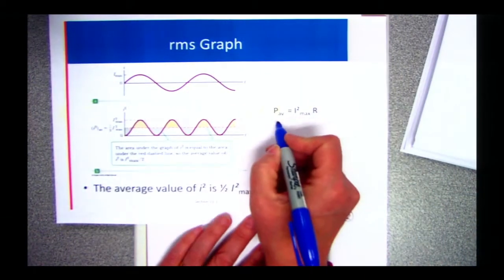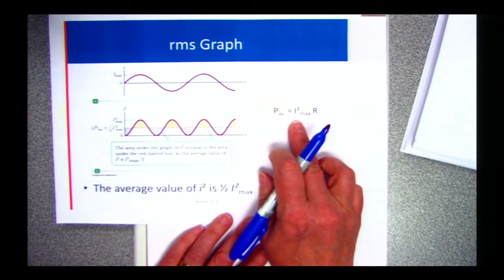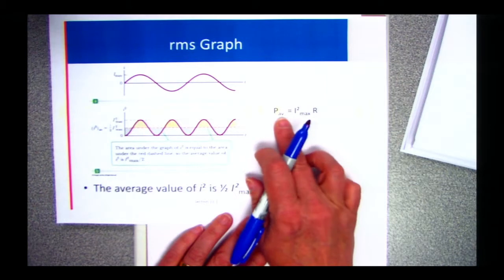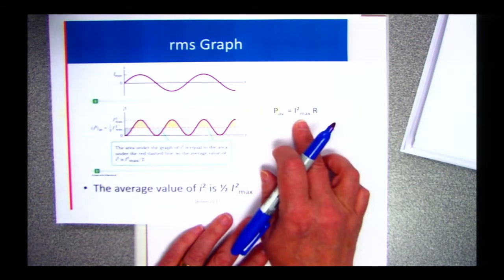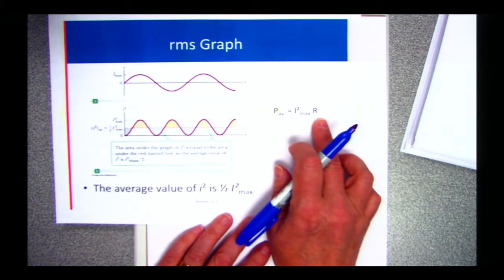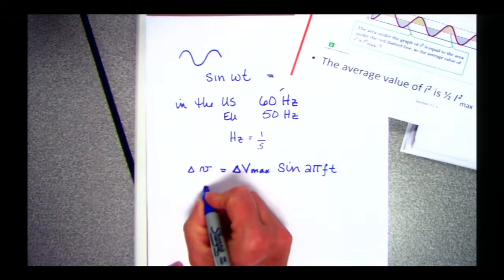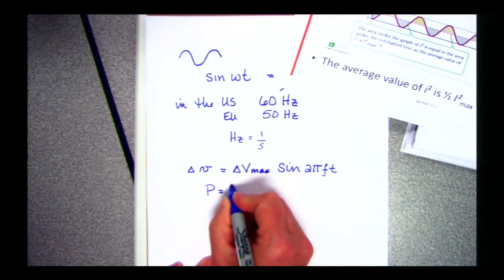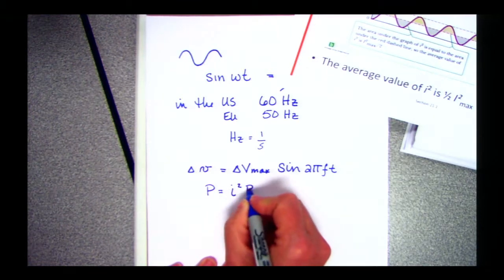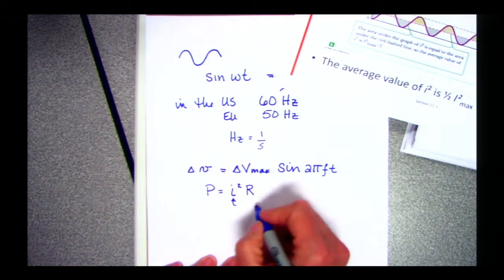So our average power, the average power that we get over time, is the I squared max times the resistance in the circuit. My instantaneous power is going to be a script I squared. So we're going to use this script I for instantaneous.